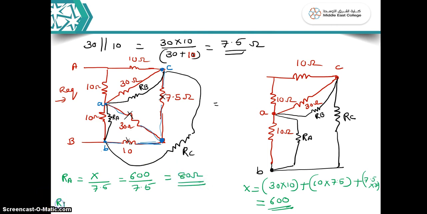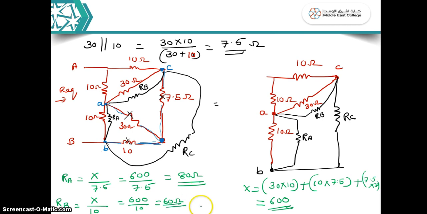Similarly, RB. RB is X divided by, RB is this, between A and C. So this resistor, 10. So X divided by 10, that means 600 divided by 10, it will be 60 ohm.